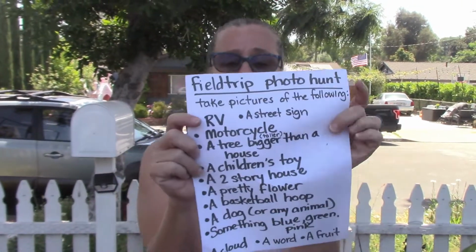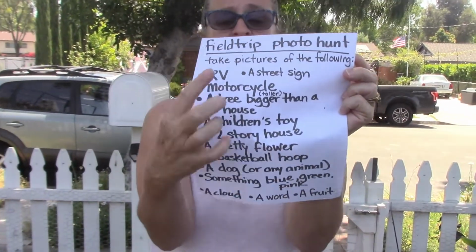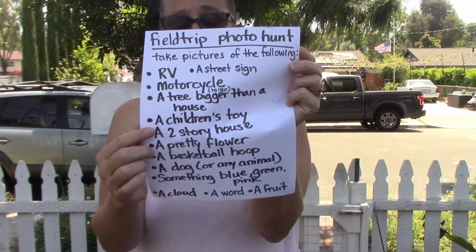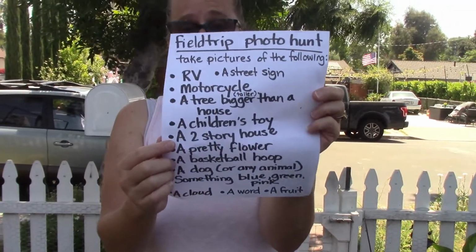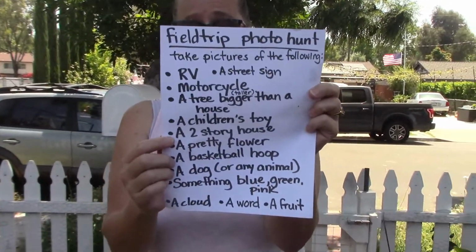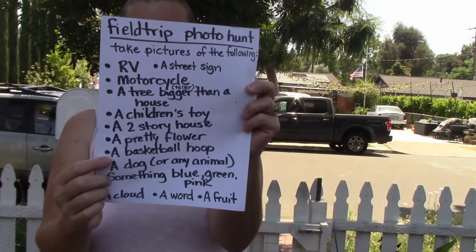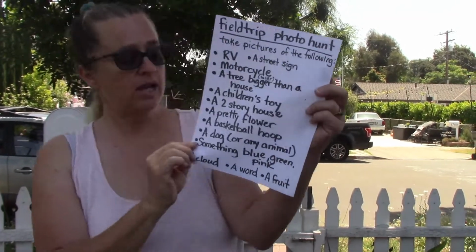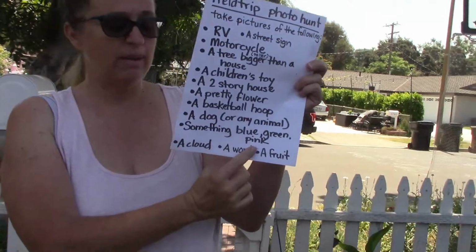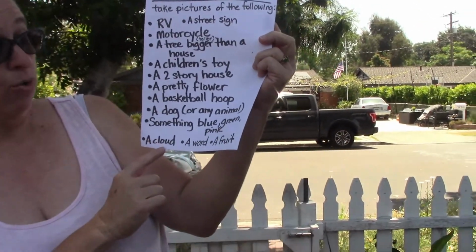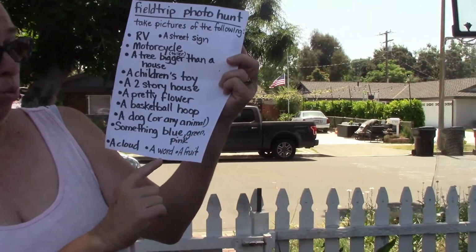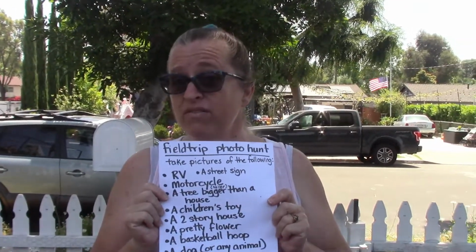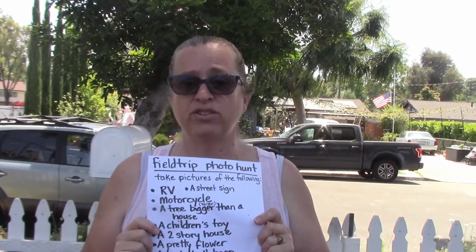So here's my list. I'm going to take pictures of an RV, a street sign, a motorcycle, a tree taller than a house, a children's toy, a two-story house, that means there's windows way up on the top where people can walk on more than one story, a pretty flower, a basketball hoop, a dog or any animal, something blue, something green, or something pink, a cloud, that might be difficult today, a word, and a piece of fruit. So keep those in mind when you go out on your walk. Maybe even make a list and see if you can find everything on your field trip.